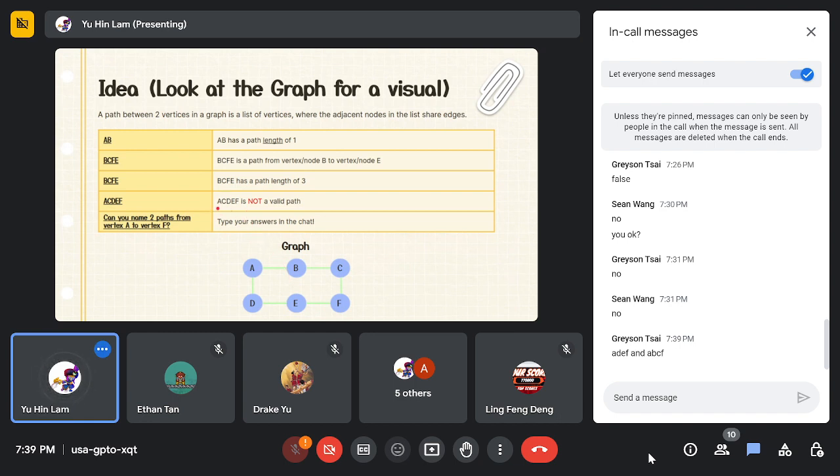Something like ACDEF is not a valid path since we skip our B. So can you guys type in the chat and tell me two paths that we can get from vertex A to vertex F?